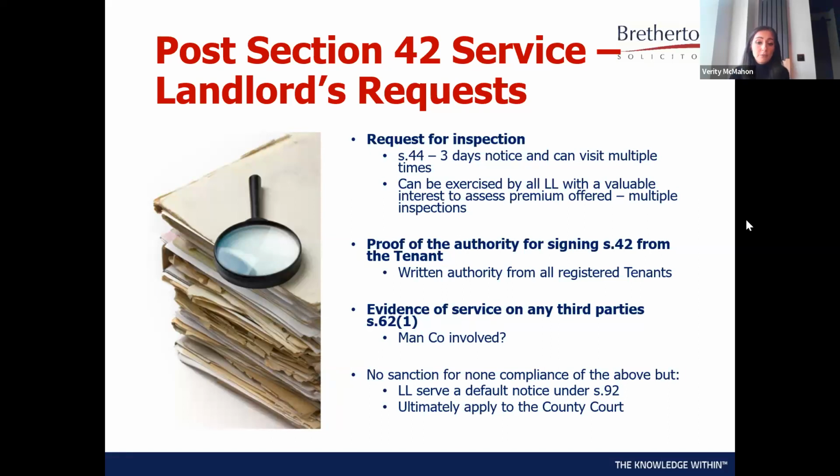There's no sanction for any non-compliance with any of these requests, but obviously your landlord, for instance, if you didn't send over the deposit within the 14-day period, can serve a default notice under Section 92 and ultimately apply to the county court to get that from you. That would probably be in the case of very high value premiums.